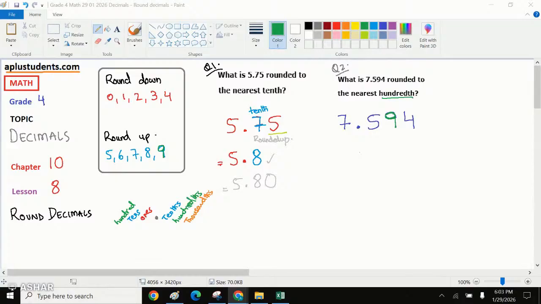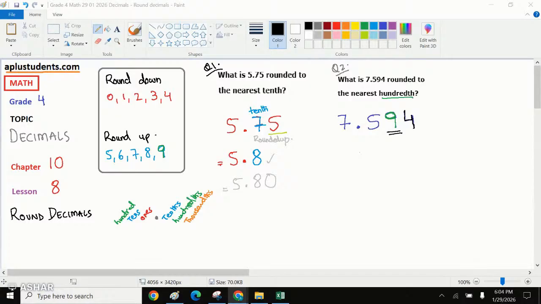Do we agree? Yes. Because the 4 over here is smaller, that 4 rounds down, and it becomes a 0. And we need to do it to the nearest hundredth position. Who gave the answer? Just a moment, please. Yes, thank you.